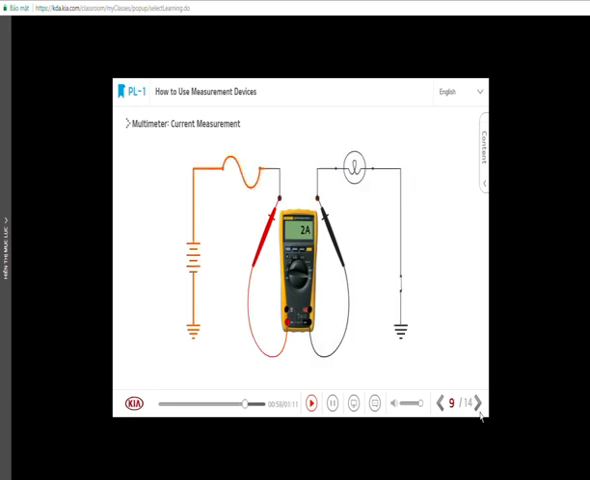If more current than expected is applied to the circuit at this time, the circuit may be damaged. In this case, the fuse inside the multimeter blows out in order to protect the whole circuit.